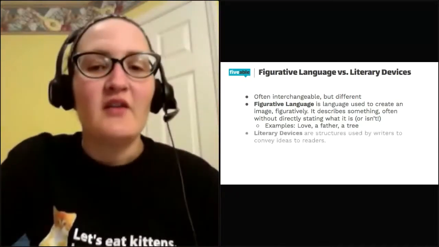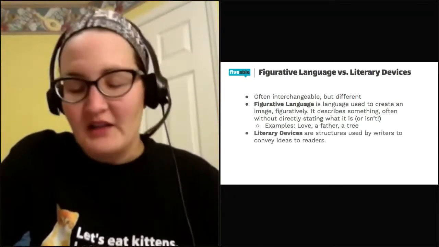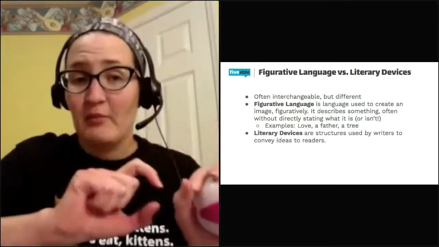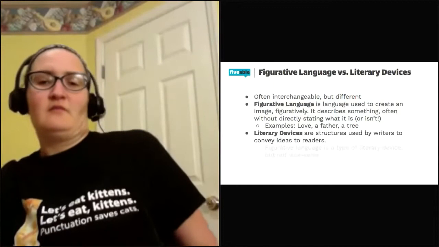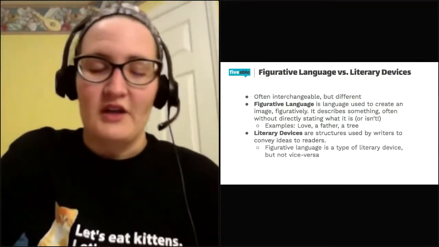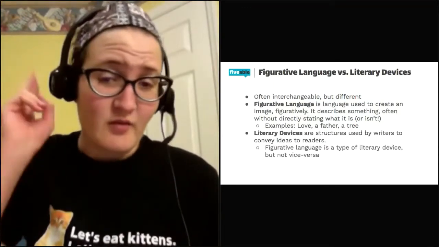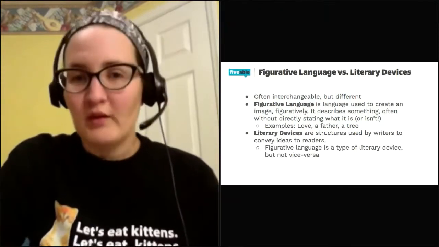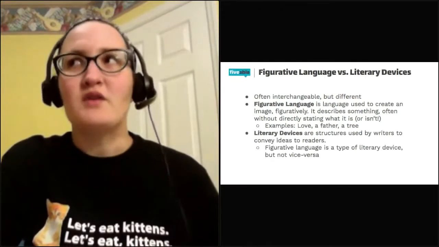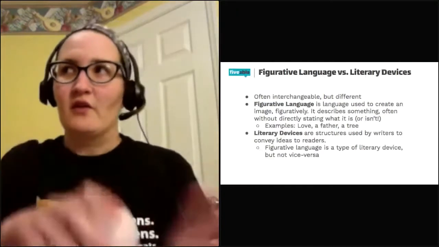Versus a literary device, which is just a structure used by writers to convey ideas to readers. So figurative language is a type of literary device. It's just more specific. That's why your teacher uses them interchangeably. That's why I end up using them interchangeably, because in my head, I'm like, oh, they're the same, but they're not quite. Is that terribly important for the AP exam? No, just in general, if you're trying to think of figurative versus just literary.